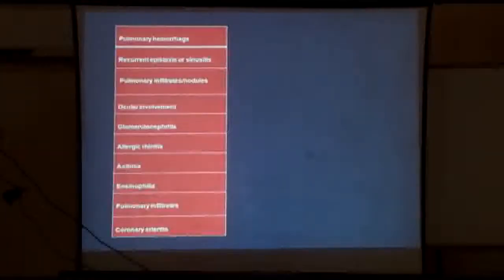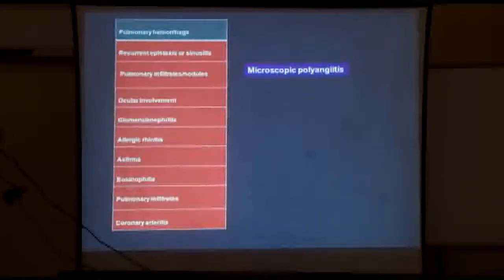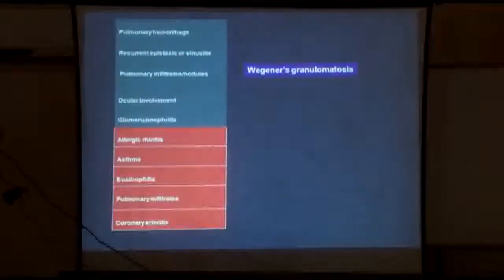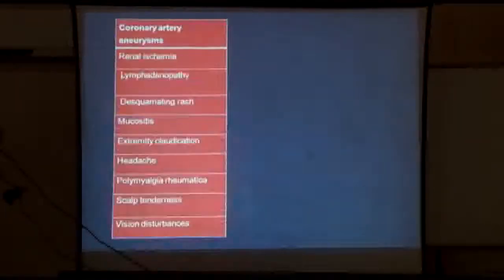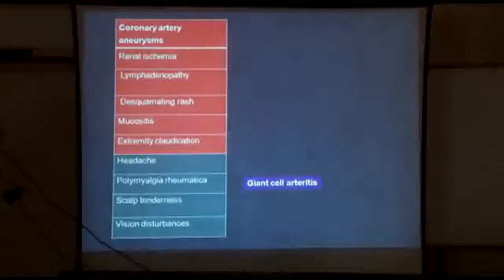When there is systemic involvement, particularly the lungs getting involved, please do remember microscopic. I told you there are 3 conditions only with pulmonary involvement and vasculitis. Your MPA, that is microscopic polyangiitis, Wegener's granulomatosis. But along with that, when you get the other manifestations, particularly with coronary artery disease, please rule out Churg-Strauss disease. Other systemic manifestations, depending on their presentation, you could think of Kawasaki's disease, Takayasu's disease, or giant cell arteritis.